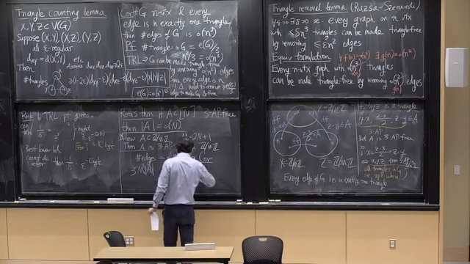Okay, and that proves Roth's theorem. Yeah. Could you explain one more time why every edge is in exactly one triangle? Okay, so the question is, why is every edge in exactly one triangle?